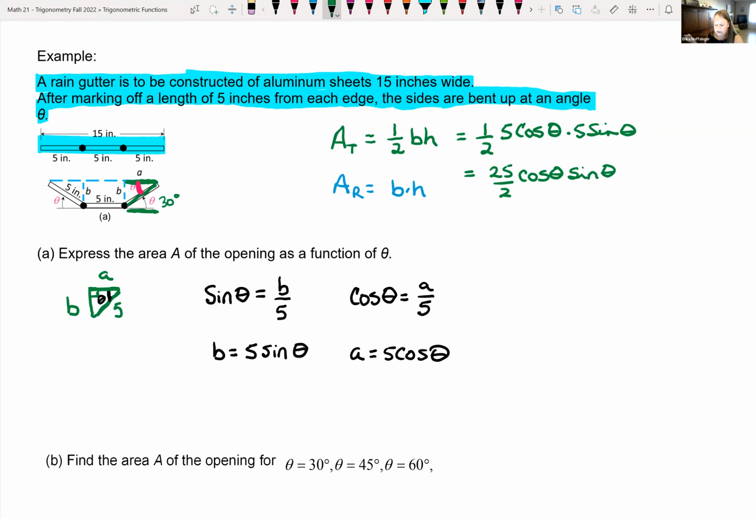Okay, so now looking at the rectangle, we know what B is. We defined it right there. That is 5 times sine theta. And we know that this base is 5. So all times 5. So this is 25 sine theta.